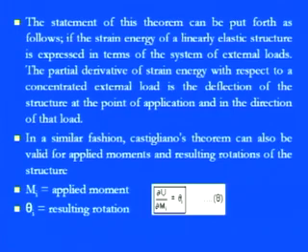So for a linearly elastic structure, the strain energy is expressed in terms of the system of external loads, whatever the external loads are, P1, P2, P3, P4. The partial derivative of strain energy U with respect to the concentrated external load Pi is the deflection of the structure at the point of application and in the direction of that load only. So the partial derivative of the strain energy with respect to a concentrated load will give you the direct deflection in that particular direction at that particular point of application.